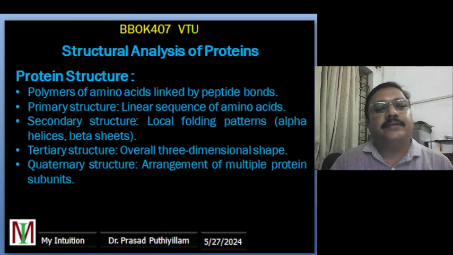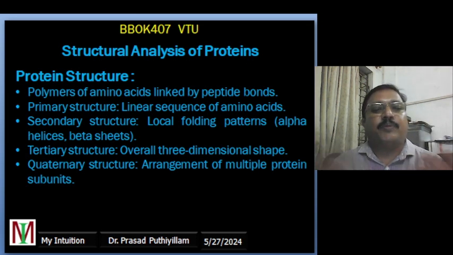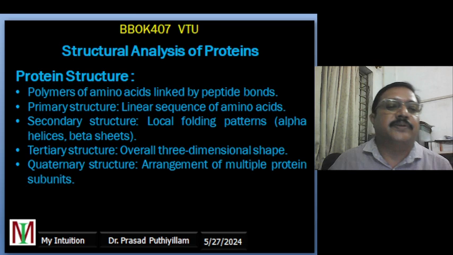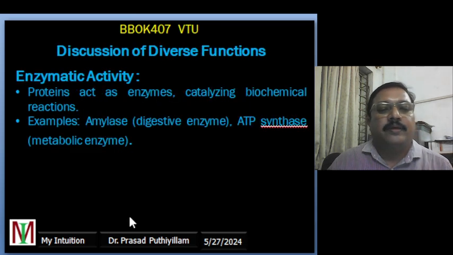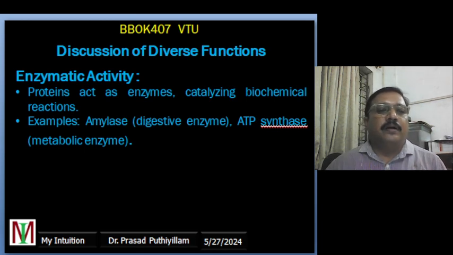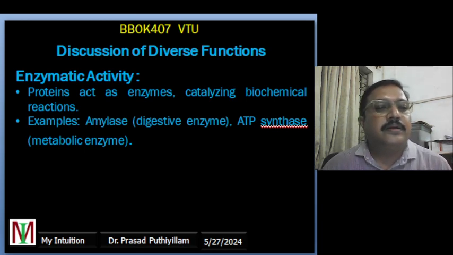Tertiary structure is the overall three-dimensional shape of the protein. Quaternary structure is the arrangement of multiple protein subunits, if applicable. Then enzymatic activity. Proteins act as enzymes, catalyzing biochemical reactions. Examples include digestive enzymes like amylase and metabolic enzymes like ATP synthase.